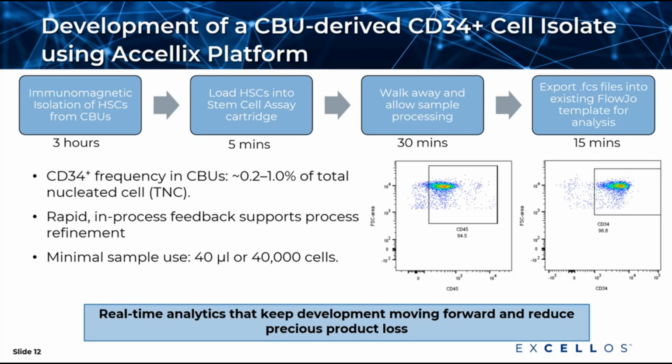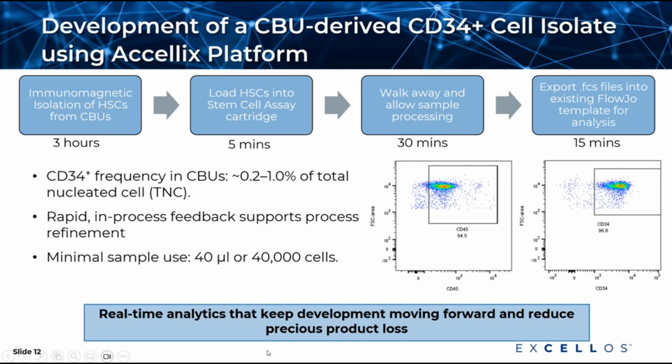Really important, though, is our ability during development to get rapid insights, given how quickly we can get the information back from the Accelix instruments. And this allows us to export the files, and we're able to see here, when optimizing the variables, what leads to the highest level of purity and/or yield for our CD34 plus cells.